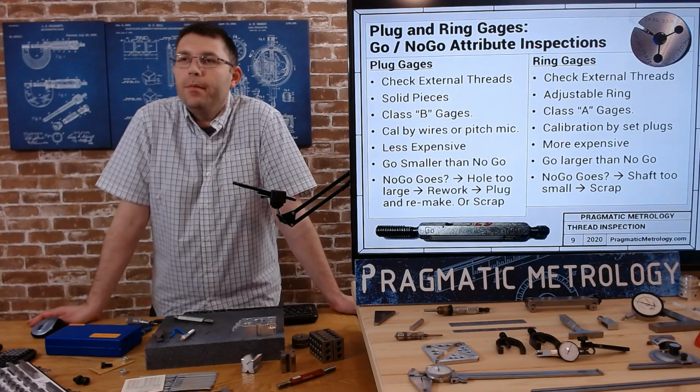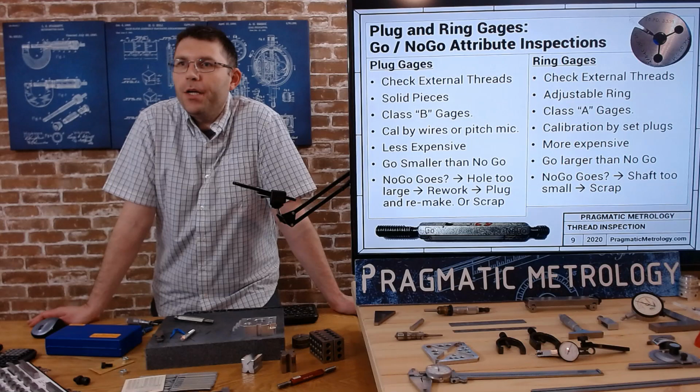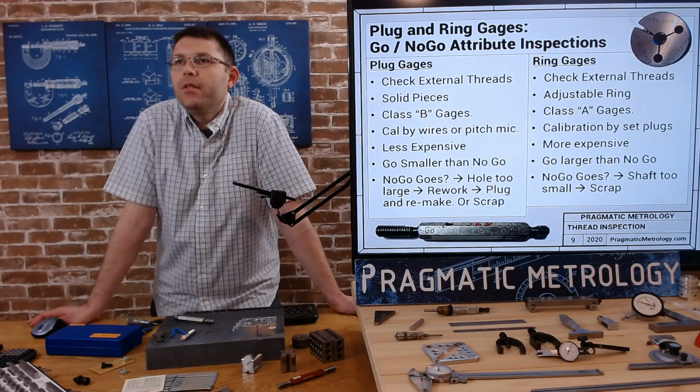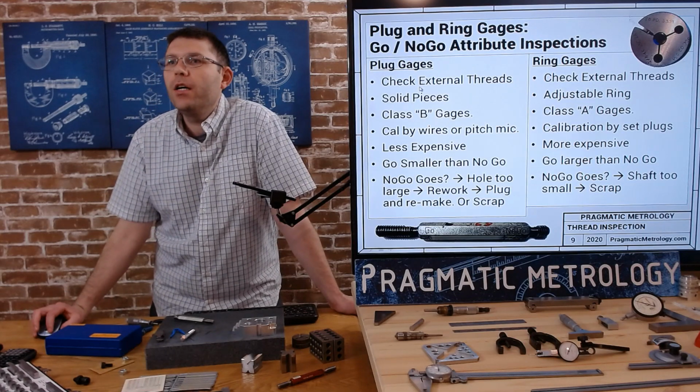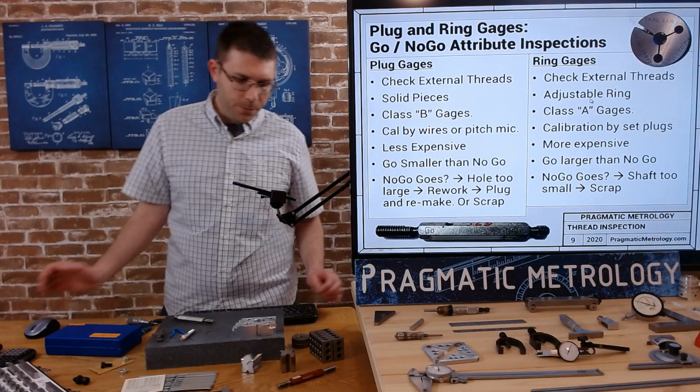So let's compare threads and ring gauges. So plug gauges check external threads, ring gauges. Plug gauges check internal threads. This is a typo. Plug gauges check internal threads. Ring gauges check external threads. Plugs are solid pieces. Rings are adjustable.